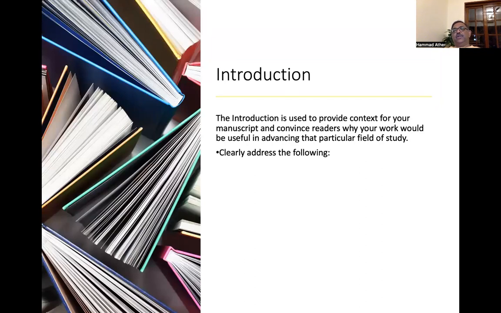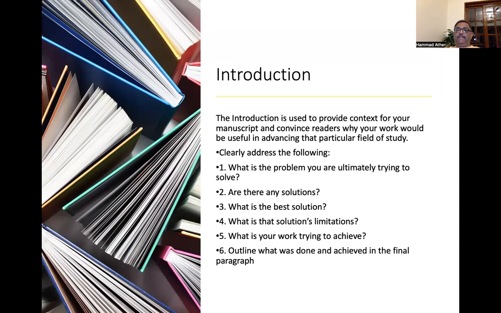The second last portion is the introduction, and it is used to provide the context of your manuscript. The last paragraph of your introduction should be the rationale for the study, why you have performed that study. The questions you are going to address in the introduction are: what is the problem you're ultimately trying to solve? Are there any solutions available? What is the best solution? Why does this solution have a limitation, and what are you going to achieve by doing this study in order to get an answer to that question?